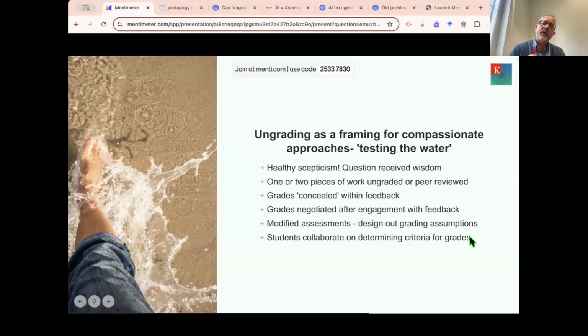So the first thing is to arrive in any situation with healthy skepticism. Think about the things that I've been arguing today and question the received wisdom. Maybe think about ungrading something that you might have originally given a grade to.